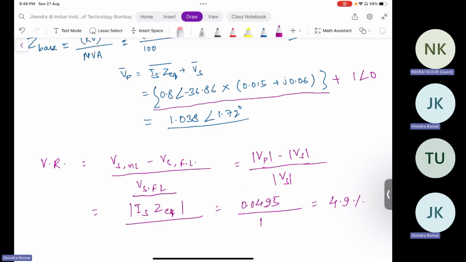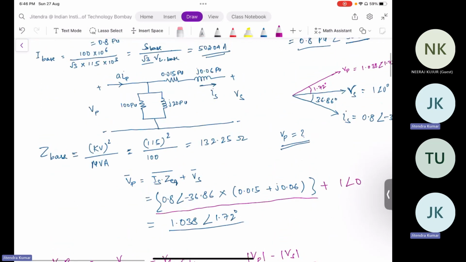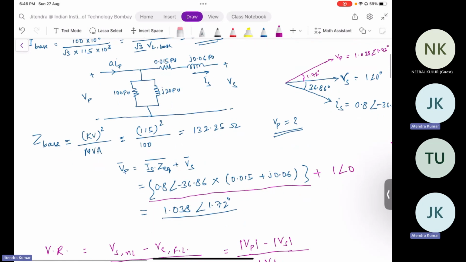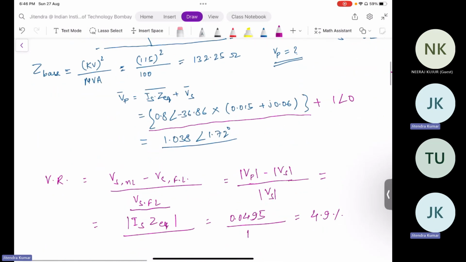Okay. So if it is 0.0495, it will be 4.9 percent. But why am I doubting it? Because I can see in front of me that VP we have computed is 1.038. So 1.038 minus 1, so 0.038 divided by 1. So it should be 3.8%. You might have made some silly mistake in computing IS Z equivalent, but it should be 3.8%.